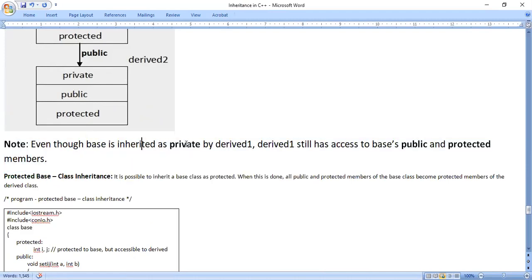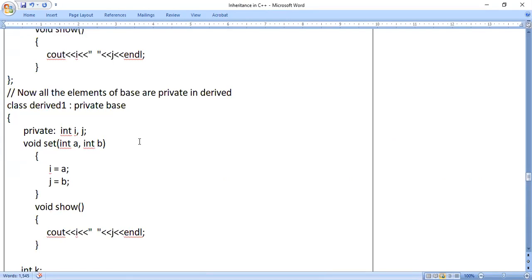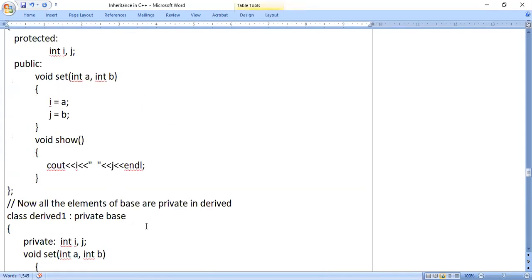Even though base is inherited as private by derived one, it still has access to the base's public and protected members. What they're telling is, even though base is inherited in private inheritance mode, see, whenever we consider the private access specifier, generally we think the data cannot be accessed. The meaning of private means data cannot be accessed. That doesn't mean that the derived one class cannot access these two, that is data and functions. It can access, that is what they tell you. These two can still be accessed.